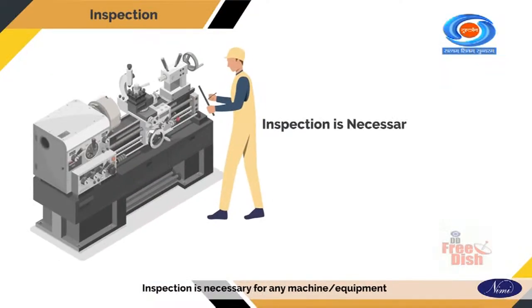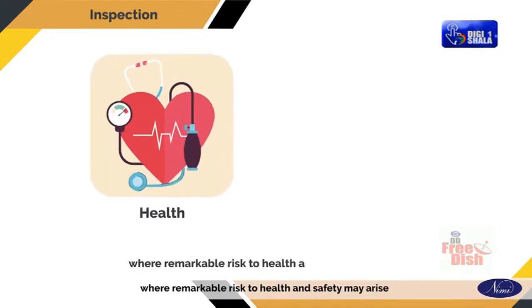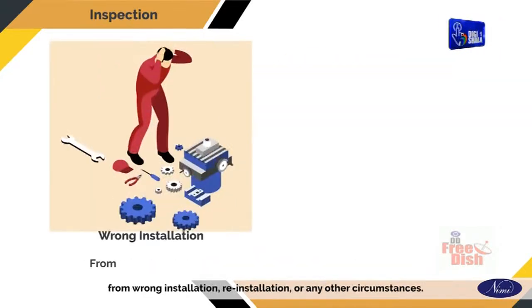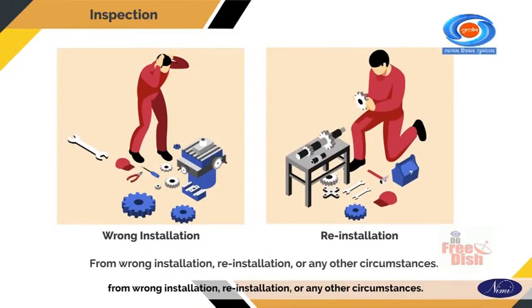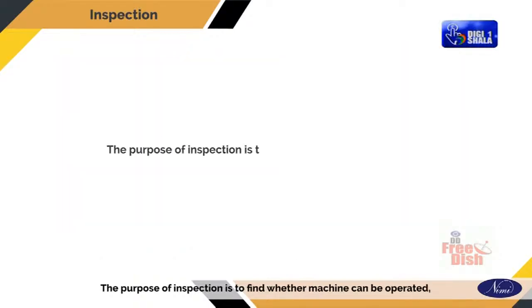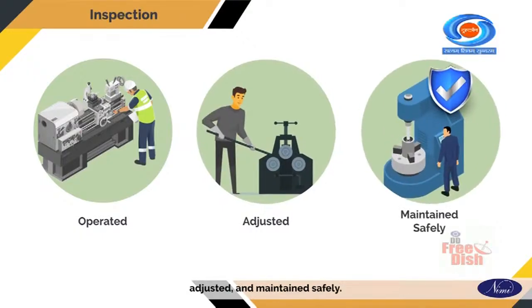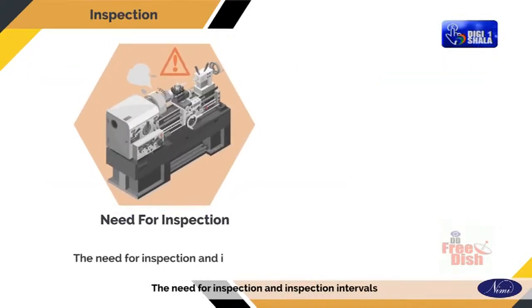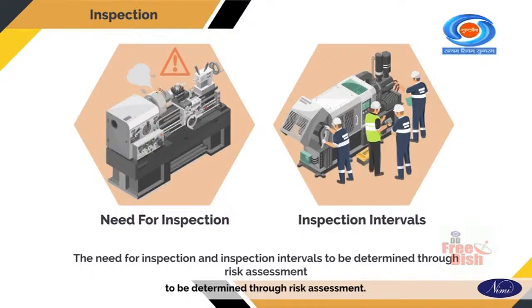Inspection is necessary for any machine or equipment where remarkable risk to health and safety may arise from wrong installation, reinstallation, or any other circumstances. The purpose of inspection is to find whether machine can be operated, adjusted, and maintained safely. The need for inspection and inspection intervals to be determined through risk assessment.